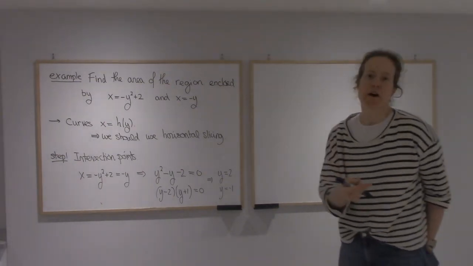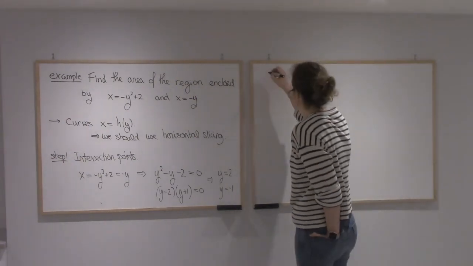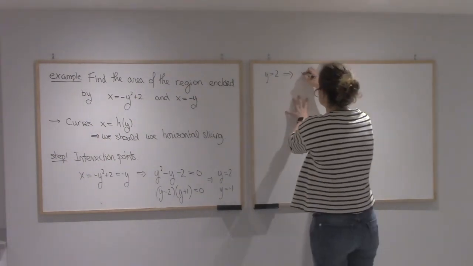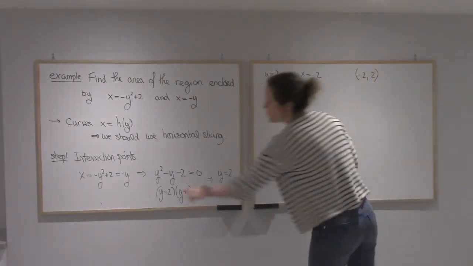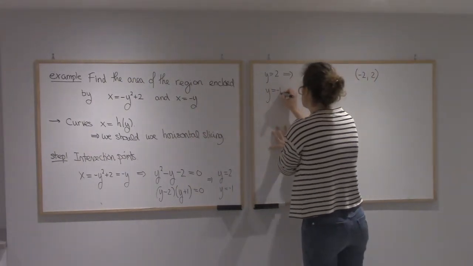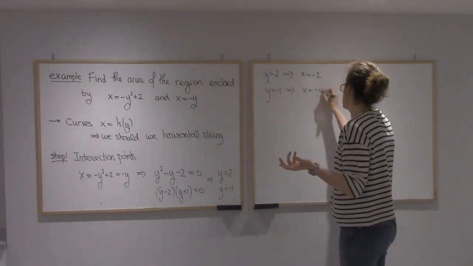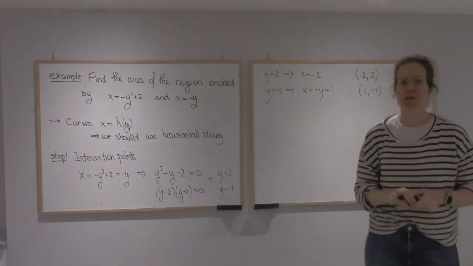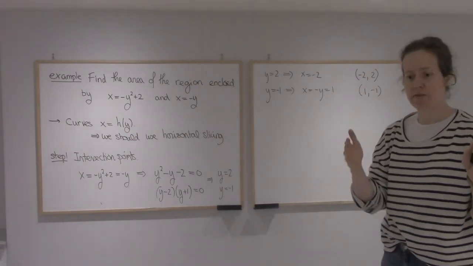Let's find the x values. That's going to make it easier to put on the graph. So if y equals 2, x would be minus 2, so the first point is minus 2, 2. I'm using x equals minus y because that's the fastest. If y equals minus 1, then x will be minus y, which is 1. So I end up with 1, minus 1. So I have 2 intersection points. That means that I probably have a single interval.